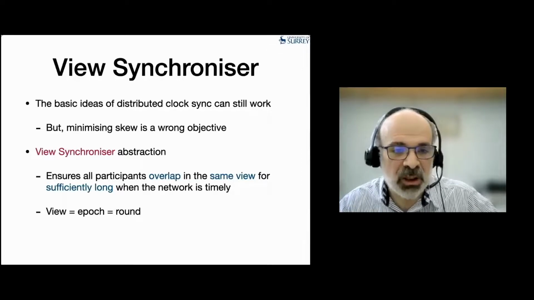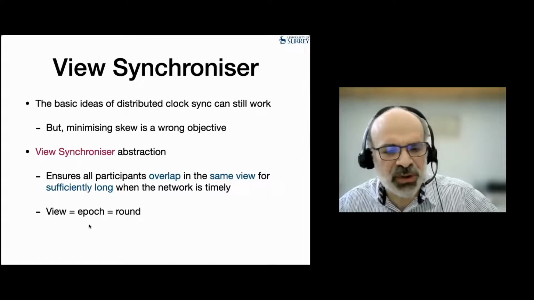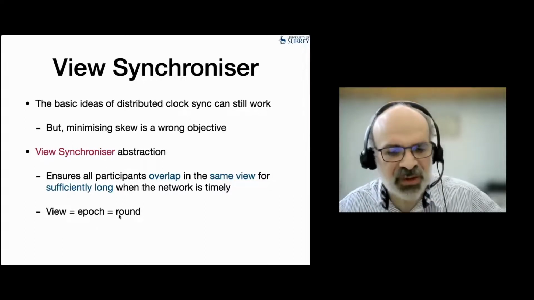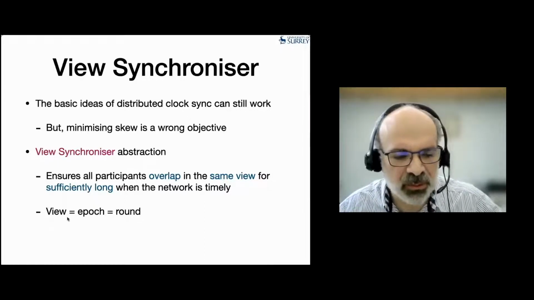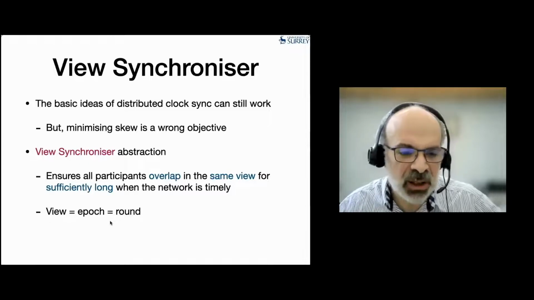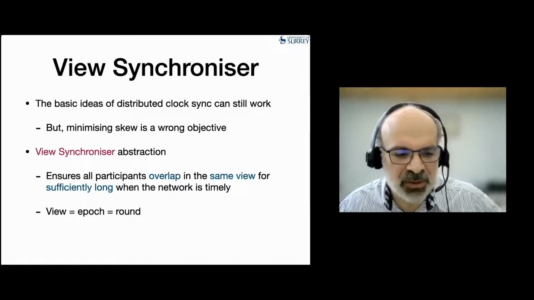What we need is something that ensures that all participants overlap in the same view for sufficiently long when the network is timely. With that, we can solve consensus. Just a quick note on terminology: view is the same as epoch, is the same as round. We'll see these things interchangeably. We used views because the specific protocols we looked at were view-based protocols.